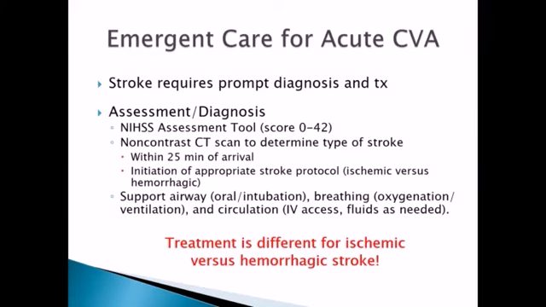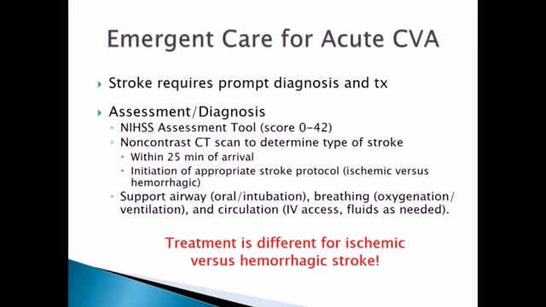This timing is critical. The other thing we need to look at is supporting the airway, breathing, circulation. They might need an oral airway. Depending on their level of consciousness, they may need intubation. They may need assistance with oxygenation, just nasal cannula or a mask, or they may need full-fledged ventilation. From a circulatory standpoint, they're going to need IV access. We're going to want to get IV fluids going.